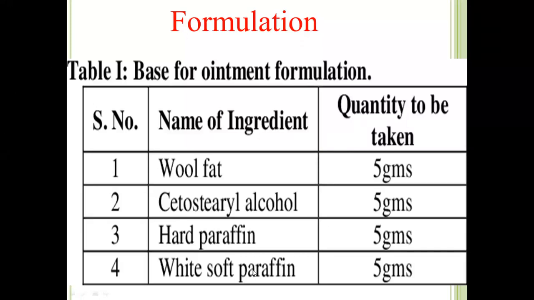Then this is about their formulation. Then how it is prepared, in which first ingredient is mixed with the other. The ingredients used are wool fat, hard paraffin, cetosterol alcohol, and white soft paraffin. Write down in your notebook the role of the wool fat. It is used as an emollient.